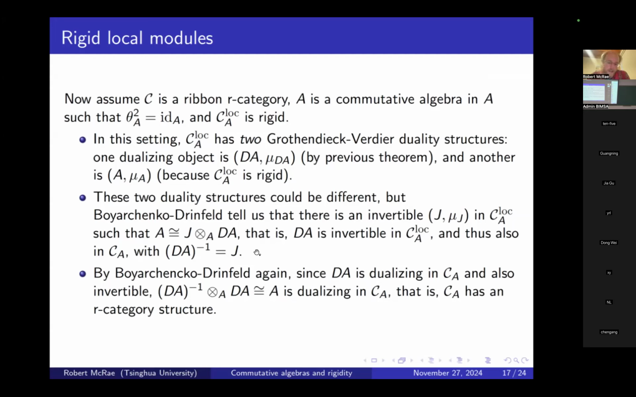Again, we can tensor any dualizing object with any invertible object to get a new dualizing object. So we think of dA as a dualizing object of CA, we tensor it with its inverse, and we get A, and so A is going to be a dualizing object of CA. So this tells us the R category structure, this rigid structure on CA loc, extends to an R category structure on all of CA, but that doesn't tell us whether CA is rigid yet.